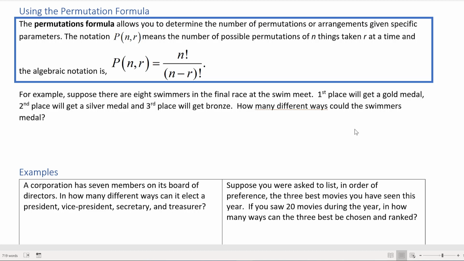Next, we're going to learn the permutation formula. The permutation formula allows you to determine the number of permutations or arrangements given specific parameters. The notation P of n choose r means the number of possible permutations of n things taken r at a time, and the algebraic notation is P of n choose r equals n factorial over n minus r factorial.